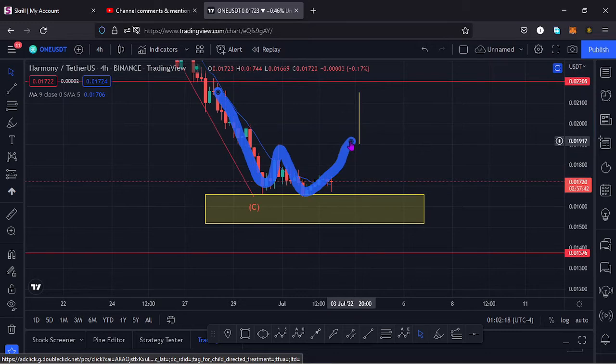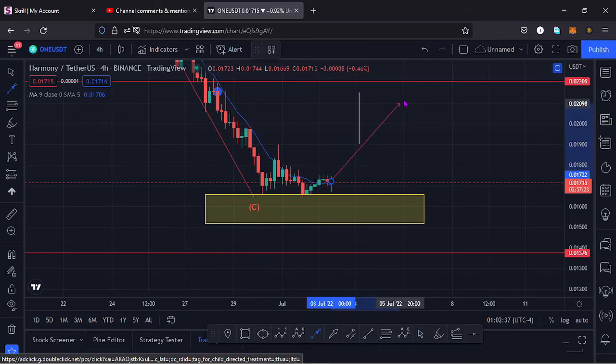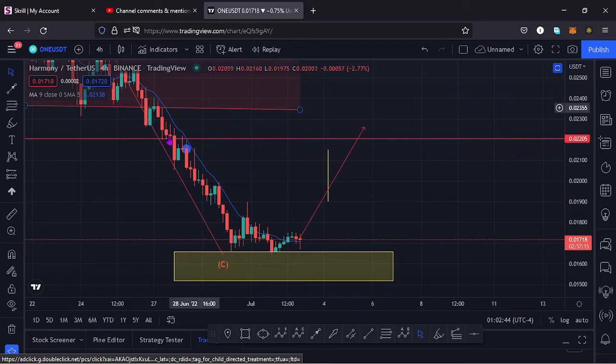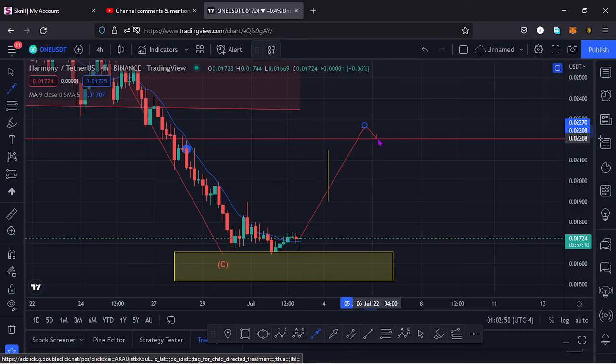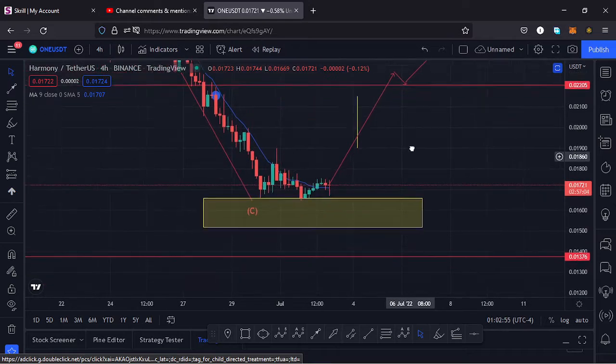Also, basing on the areas of support, it's possible that now that we have seen this area acting as support, we might continue pushing to the upper side, and that move can take us to around the $0.022 mark. Once we go to that area, which is an area of resistance, it's possible that we retest and then continue pushing to the upper side. That's a possible move to the upper side.